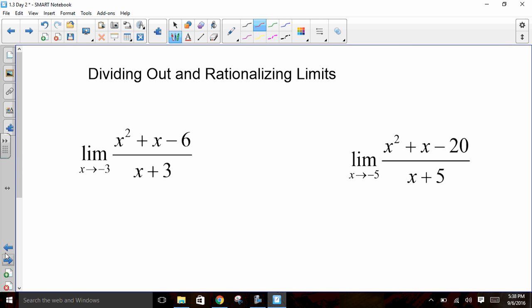Okay, dividing out and rationalizing limits. So we said we could plug in that value as long as it doesn't make the expression or the function not possible. Well, sometimes we're asked to find it for when that value makes it not possible. So what I'm going to look for first is to see if I can factor.